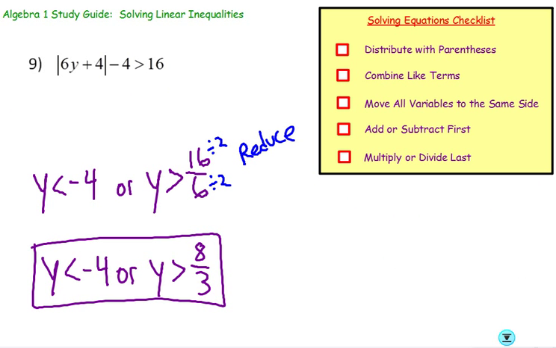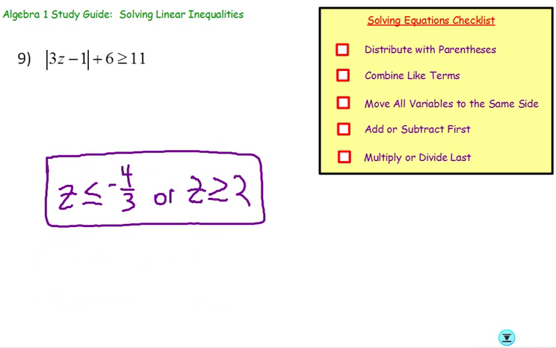All right, so let's check number 9 in the middle, y less than negative 4, or y greater than 8/3. Just to point out on this one, you might have got 16 over 6, but anytime we have a fraction, you want to reduce. So we would have divided top and bottom by 2. So that's how we got 8 over 3. And then we just leave the number improper. Improper meaning that the number on top, the numerator, is larger than the number on bottom, the denominator. And the last one should have got z less than or equal to negative 4 over 3, or z greater than or equal to 2.